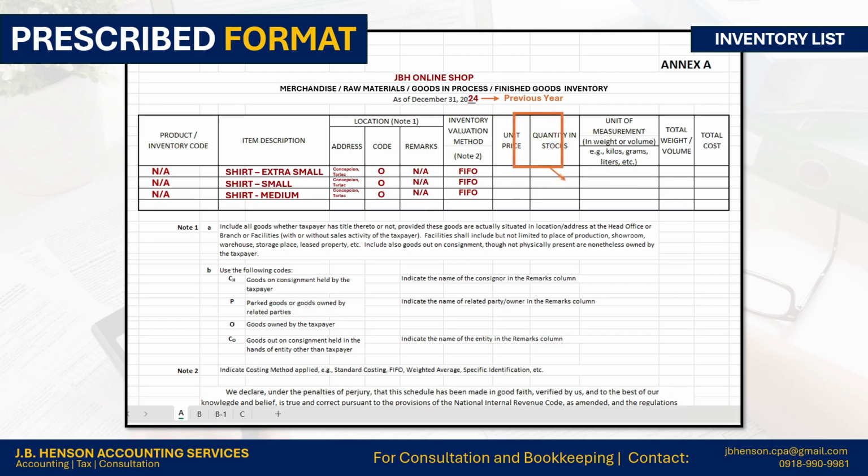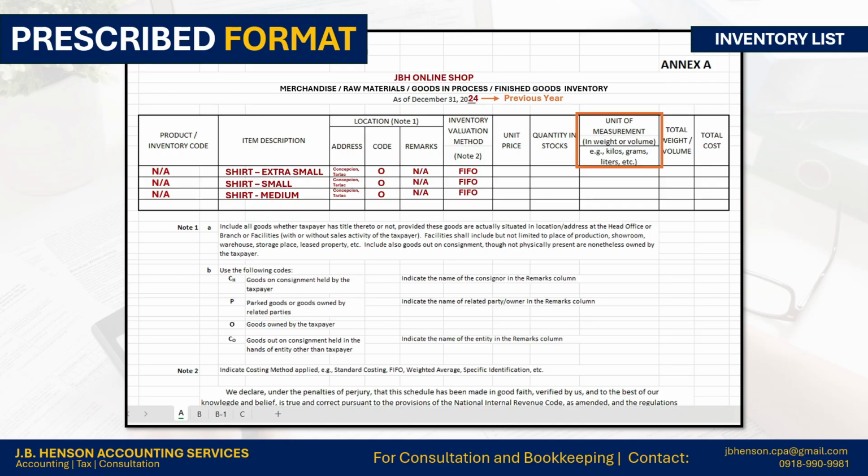For quantity in stocks, kung ilan yung remaining stocks per item, again, as of December 31 only. For unit of measurement, could be kilos, grams, liters of the specific line item we are referring to doon sa unit price na nilagay natin. So if ang examples natin dito ay mga shirts, so we can put piece as the unit.